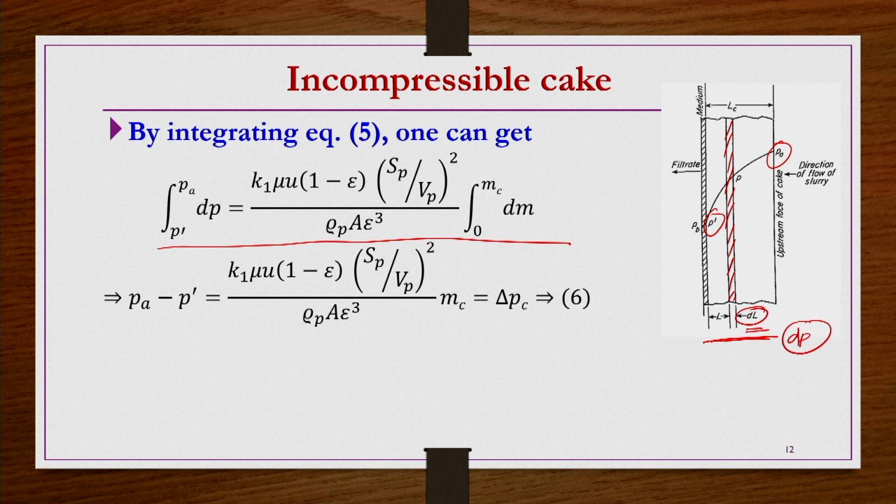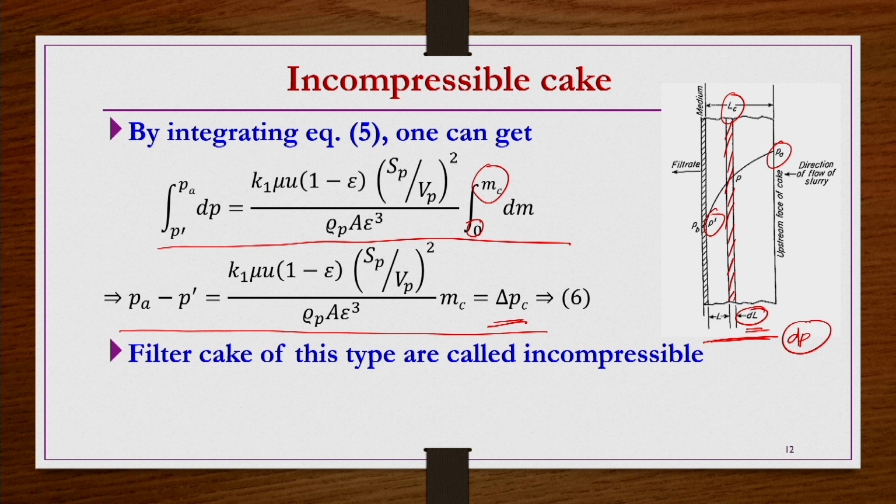So the pressure limit should be P prime to PA. At P prime, there is no filtration, or no particles deposited on the surface of the filtrate initially, so the mass of particles at the interface is almost 0. At PA, when the cake builds up and forms a thickness of LC, the mass of the solids in the cake is MC. So there should be two limits of dm, 0 to MC. When you do this, you get this equation, and PA minus P prime is nothing but the pressure drop across the cake, that is delta PC.